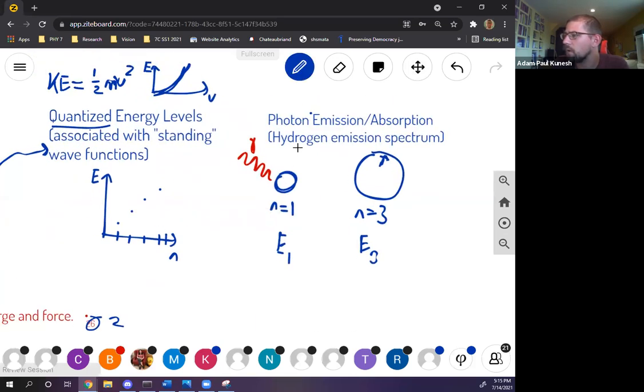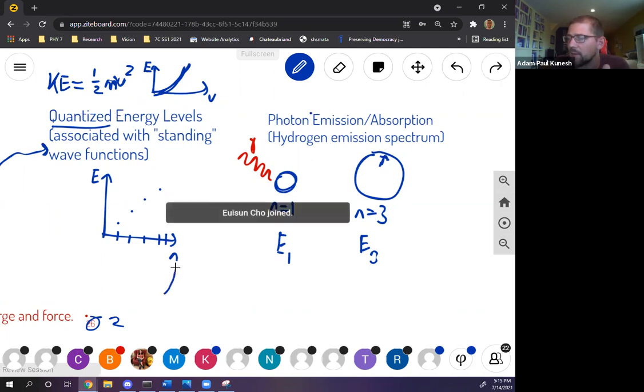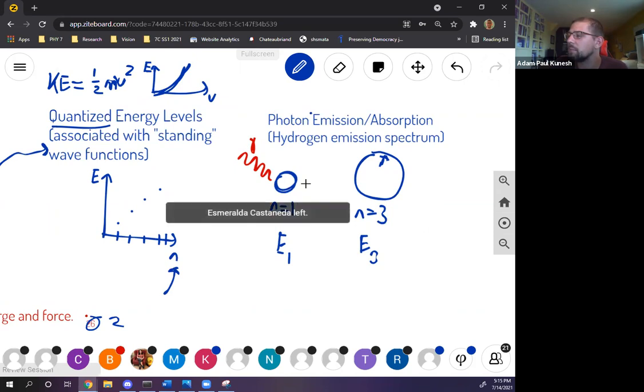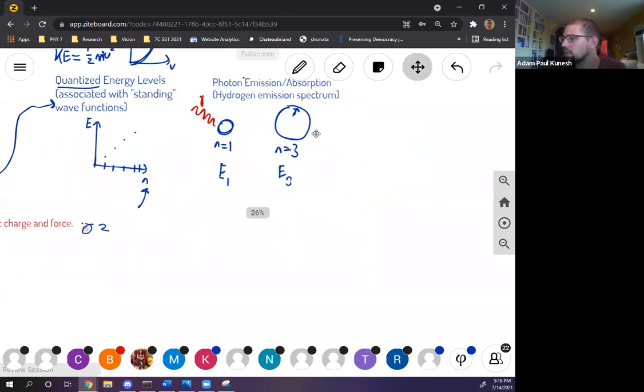So those are the two key ideas. Quantized energy levels: instead of the energy continuously varying with some variable like velocity in kinetic energy, it comes in discrete jumps with an integer n, so it skips over some intermediary energies. The other thing is photon emission and absorption, which is the mechanism by which quantum systems change their energies. You dump in some energy in the form of a photon, that energy is absorbed by the quantum system and it boosts up to a new energy level, or vice versa.